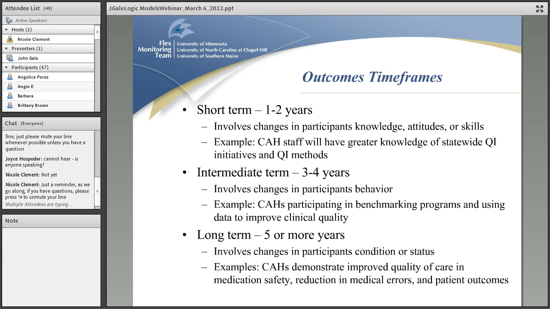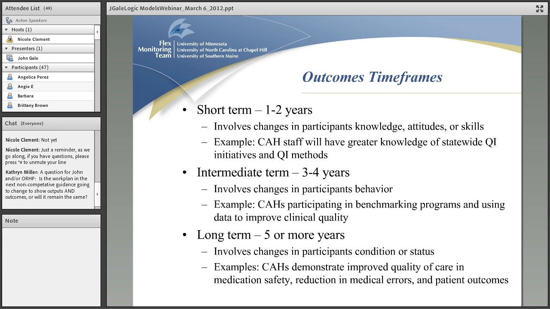Intermediate is 3 to 4 years, roughly, and it involves change in behavior. So if you've addressed the knowledge base among the staff in a hospital, then are they changing their behavior as a result? Are they participating in benchmarking? Are they using benchmarking data to make changes in their clinical quality? If they're focusing on patient safety, and they've got a falls reduction program, are they actually reducing falls?